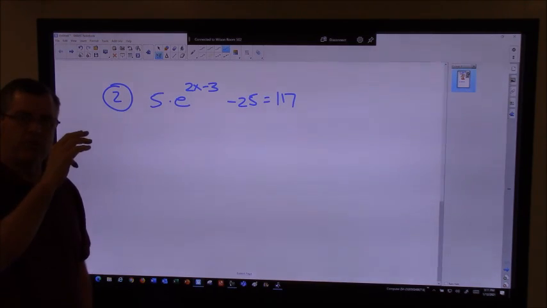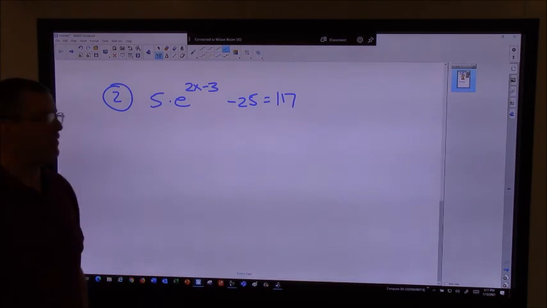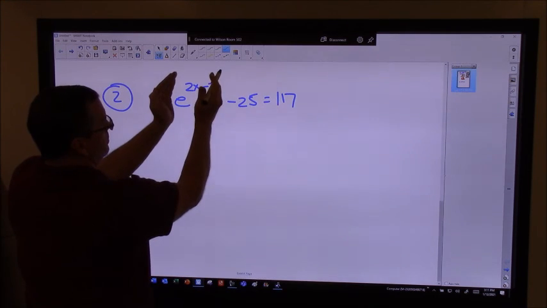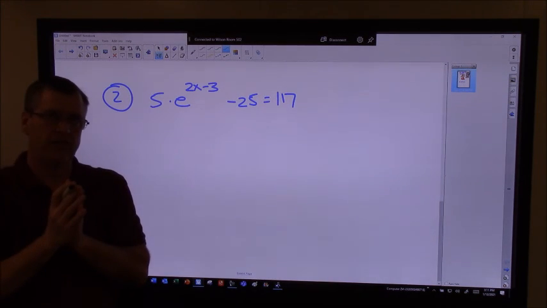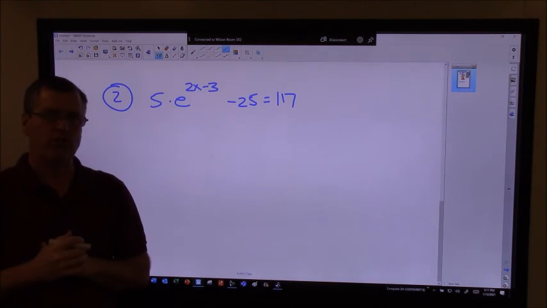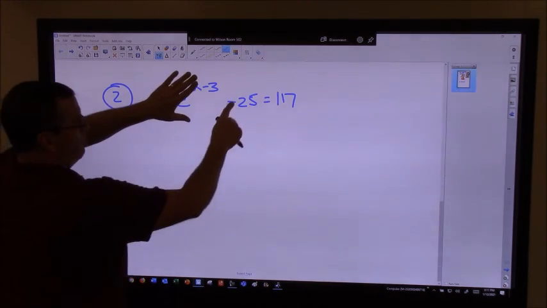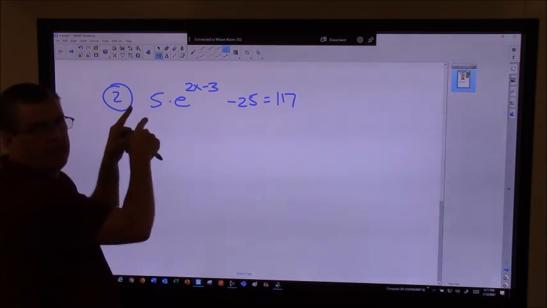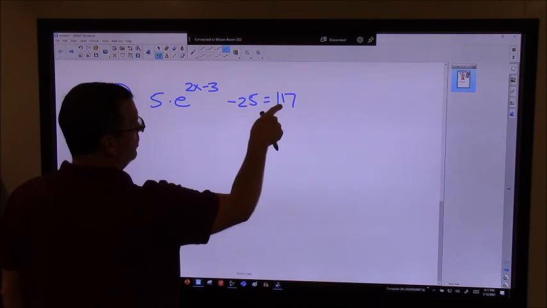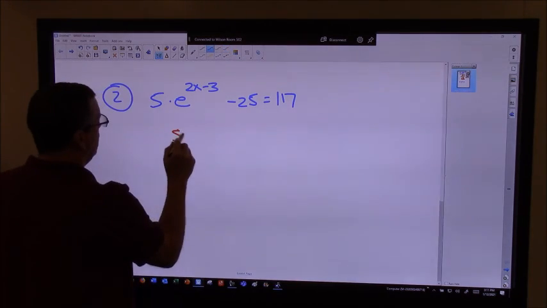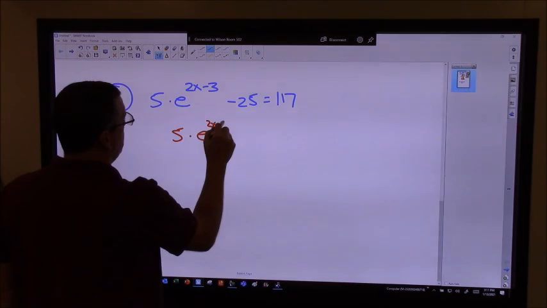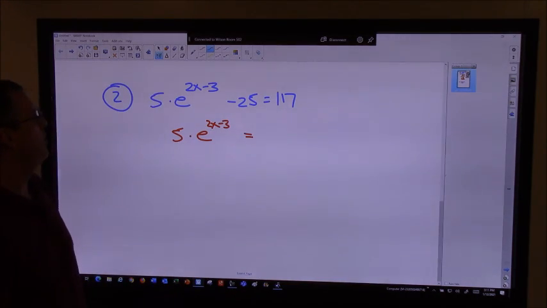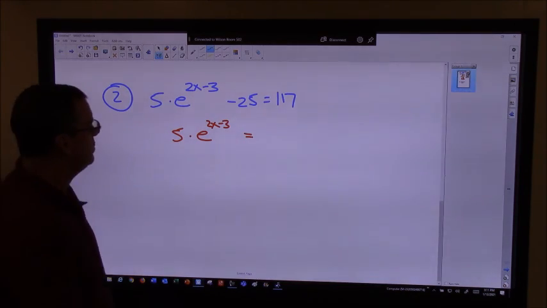But my first rule still applies. I need to isolate the base and the exponent. I've got to get this part right here by itself. Okay? Now, remember, when you're solving, you do the opposite of the order of operations. I got to get rid of this number first. I got to do the adding or subtracting first, then I'll take care of my multiplying or dividing. Right? So I want to move this 25 over and add that. So I'm going to get 5 times e to the 2x minus 3 equals, let's see, 117 plus 25, that'll be 142.